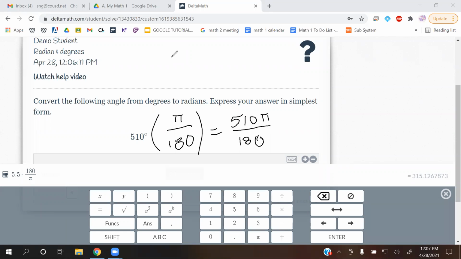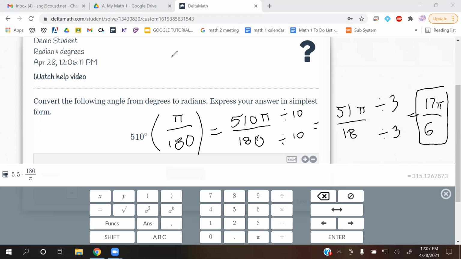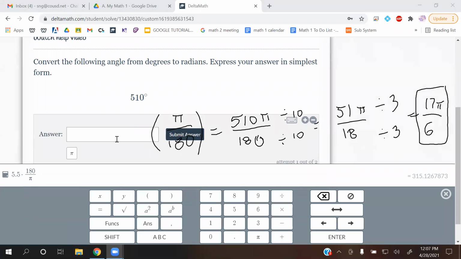So I can see that both the top and bottom are divisible by 10. So I'm going to divide by 10. Divide by 10. That's going to give us 51 pi over 18. Now I can see that both of these are divisible by 3. And so when I do 51 pi divided by 3, I get 51 divided by 3 is 17. So 17 pi over 18 divided by 3 is 6. So this doesn't look any more simplifiable. 17 pi over 6 is your final answer.